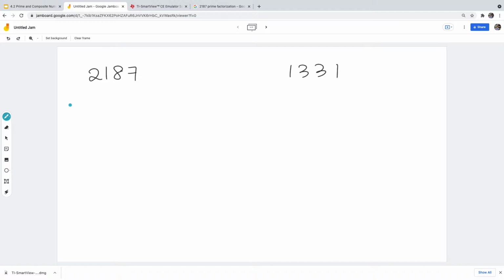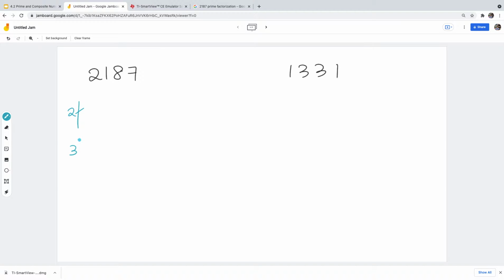The first prime number we want to check is 2. If you remember the divisibility test that we talked about in the last section, then of course it is not, because the last digit, the ones digit, is not divisible by 2. It's not an even number. So no, it's not divisible by 2.